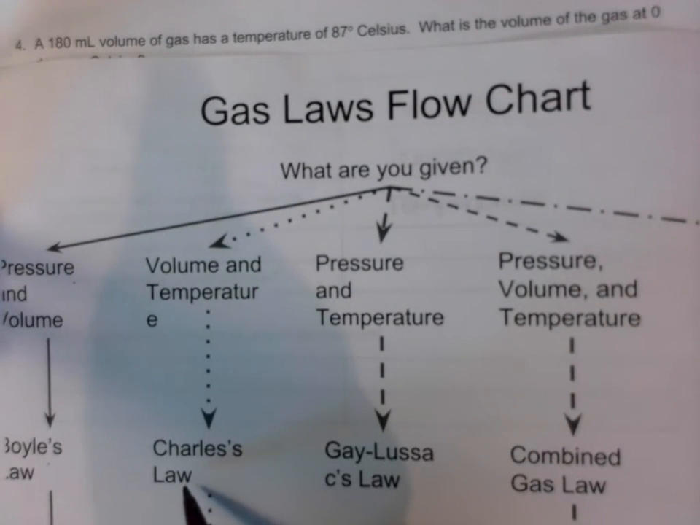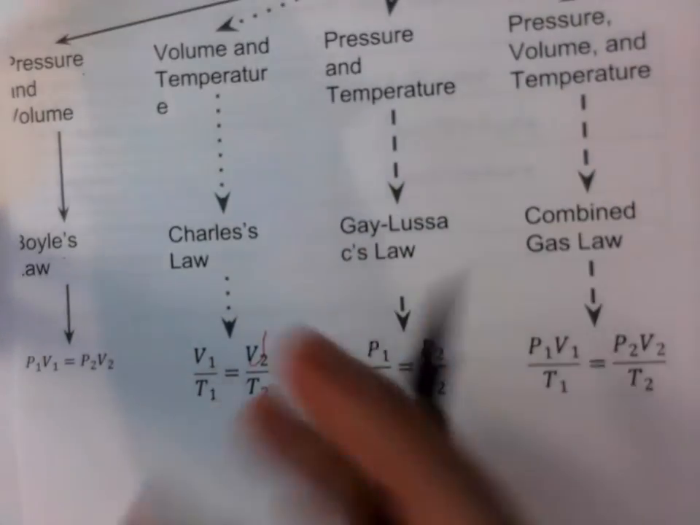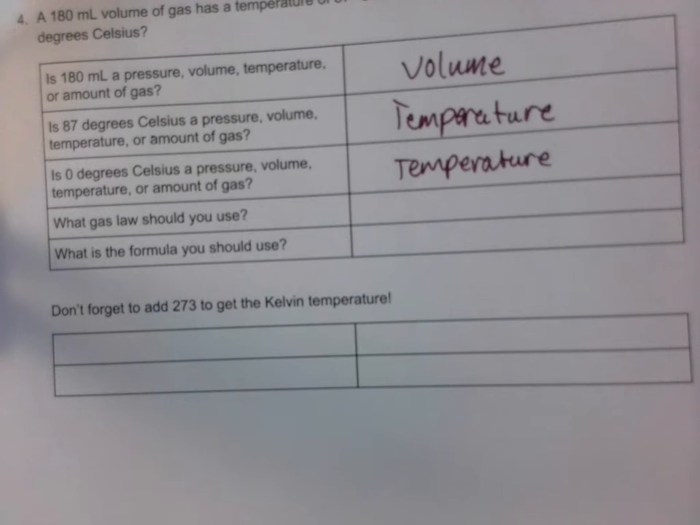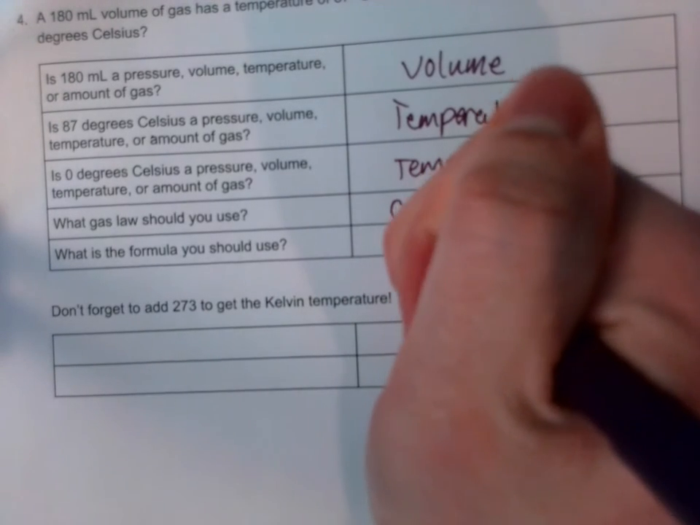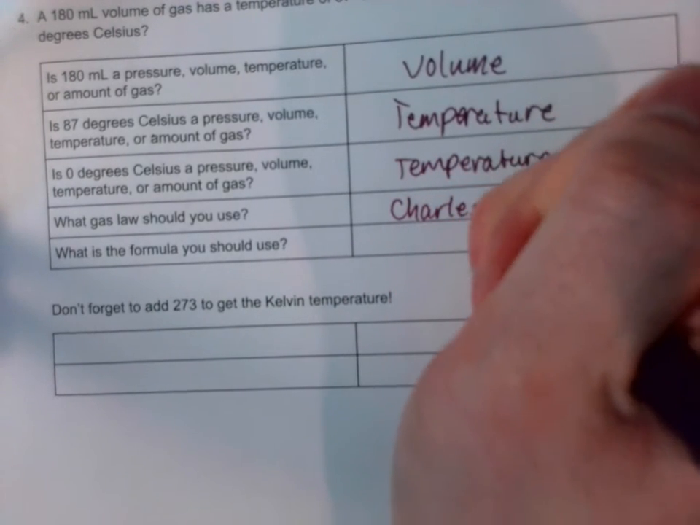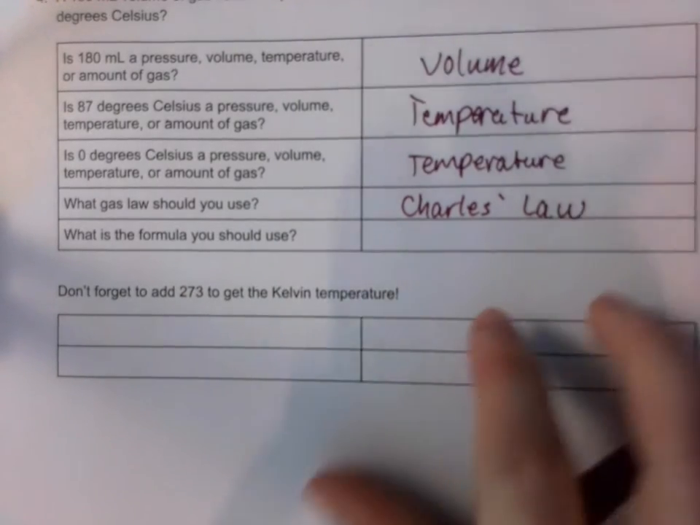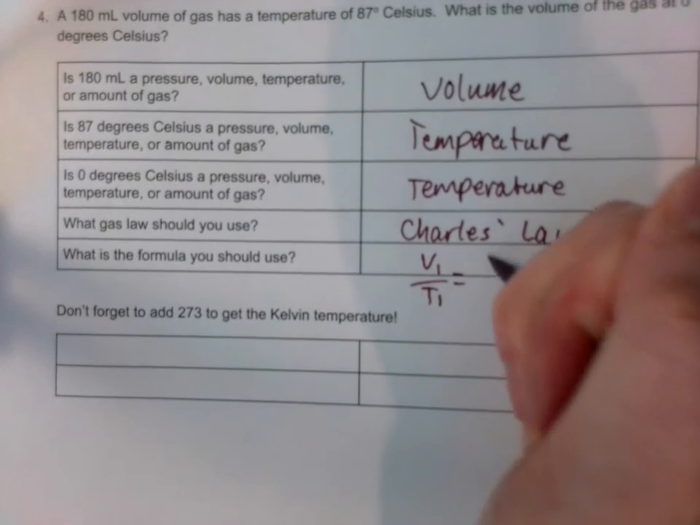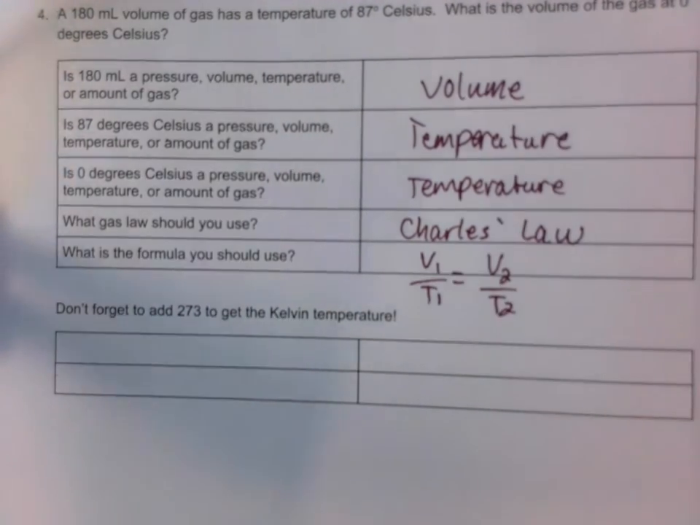We've got Charles' law, and here is the formula for Charles' law. So we're going to put that into here. What gas law should you use? It's going to be Charles' law. What formula should we use? It's going to be V1 over T1 equals V2 over T2.